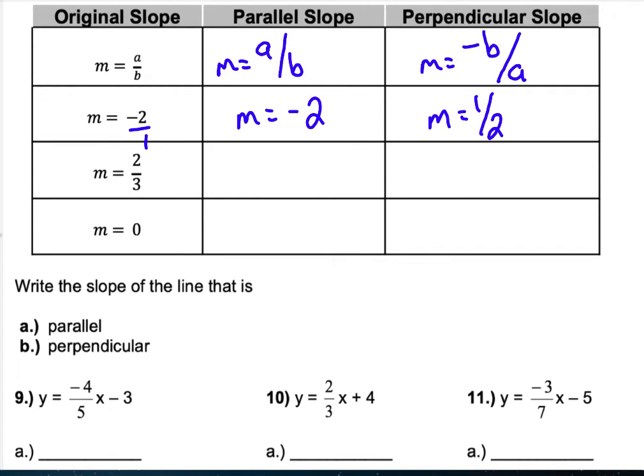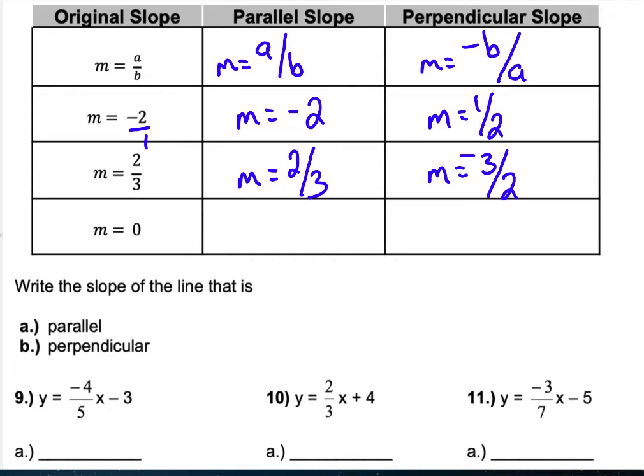So take a minute, think about those next couple, and then hit play again and see if you got the same thing as me. All right, so for this one, I would also have a slope of 2/3 because it's the exact same slope. For my perpendicular, I'm going to flip the fraction and I'm going to switch the sign.